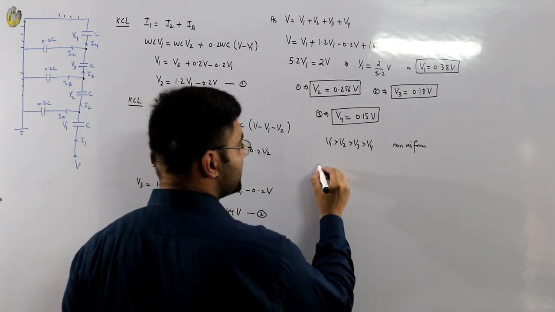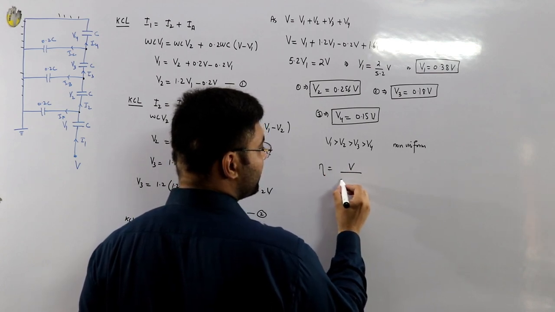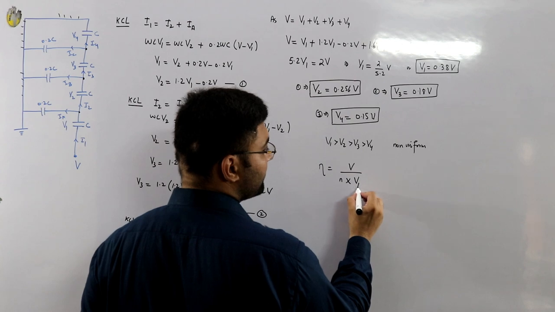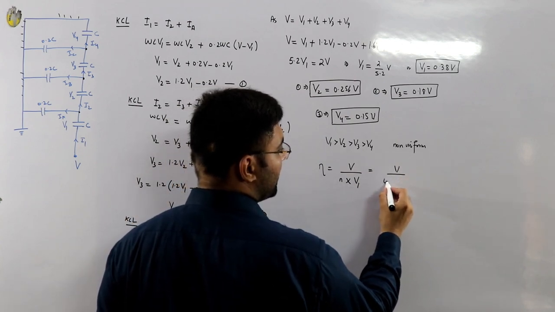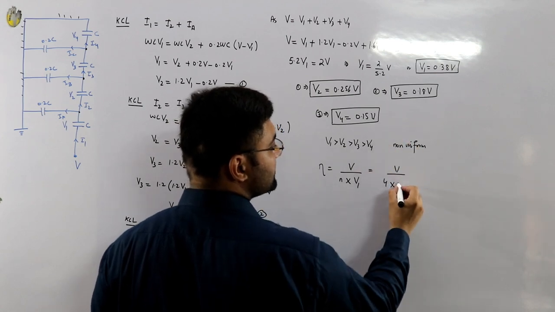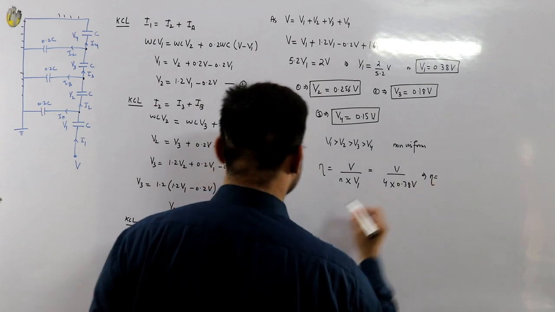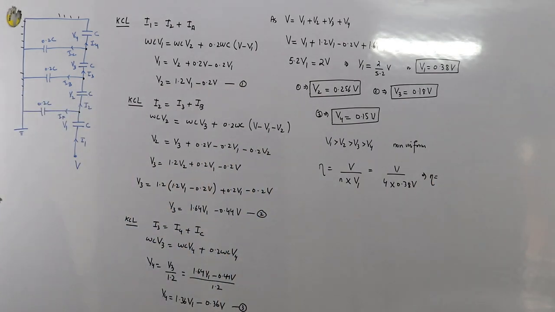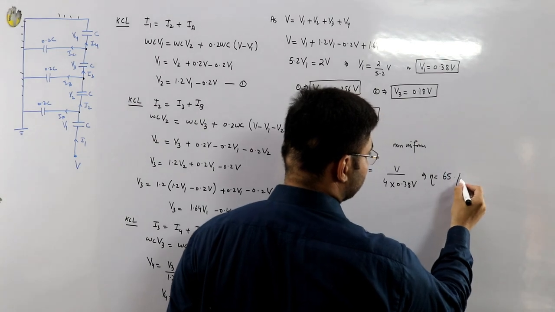Now the string efficiency is the total voltage V divided by the number of discs multiplied by the voltage which is nearest. So V1 is nearest. So I have V upon 4, where 4 is the number of discs, and 0.38 times V. So this gives me my string efficiency to be equal to 65%.